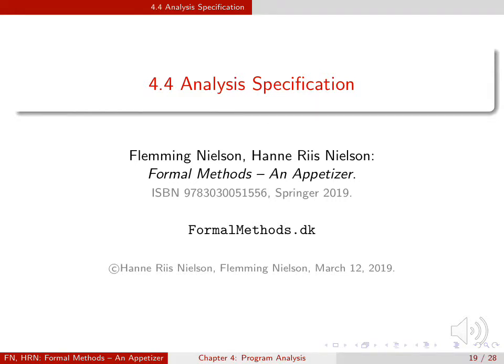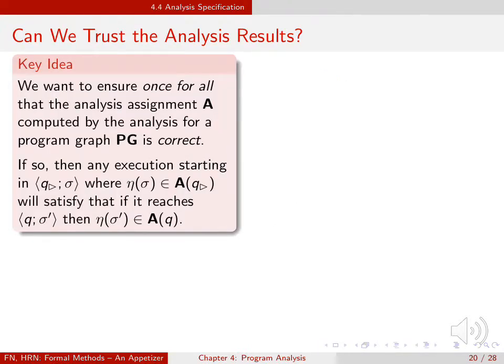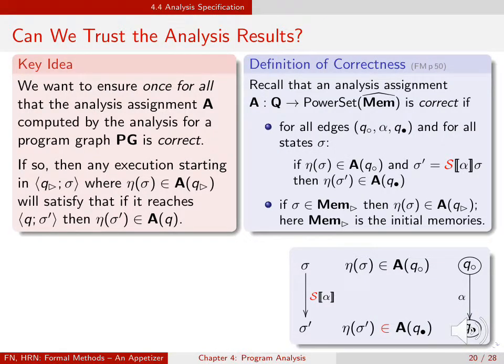In the previous section, we did the best job we could in terms of defining abstract analysis functions. The purpose of this section is to check that we did not make any mistakes. The key idea of correctness is to ensure that whenever we have an execution sequence of the program graph, the memory that occurs at some program point has been properly recorded in the analysis assignment. We formalize this using the following definition and the following diagram, showing how the information in the analysis assignment properly records the semantics.